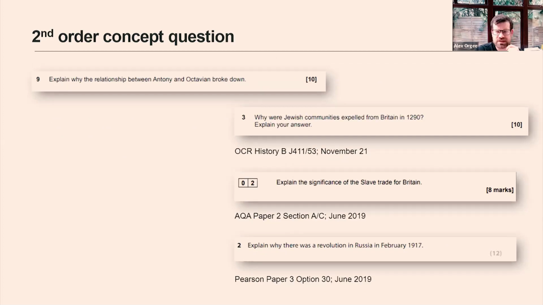The penultimate question in the paper is a second order historical concept question. Unlike the second order historical concept in the period study, there is no stimulus material provided. So we'll be expecting students to recall the information and create arguments to answer the explicit concept being assessed. I think this is a question type that appears in virtually all of the GCSE history qualifications.